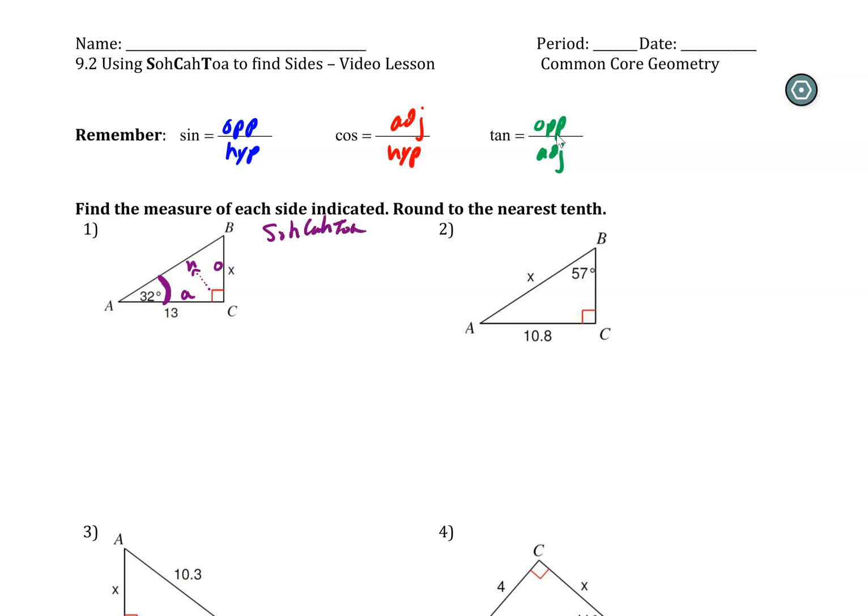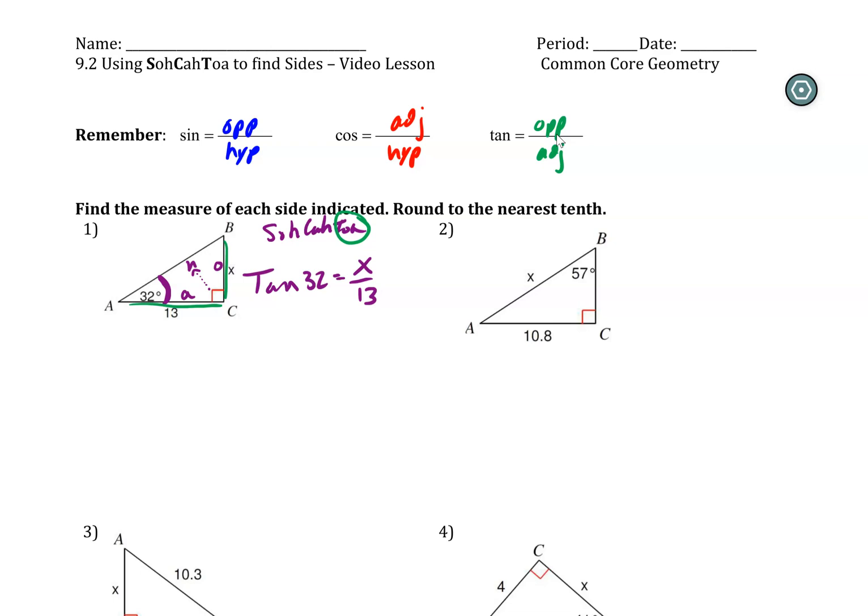So for this question, I've got information for the adjacent side, and I'm looking for the opposite side. That gives me tangent, because I've got opposite and adjacent, and that's the relationship tangent has. So tangent of the angle, in this case 32, equals x over 13. Again, opposite over adjacent.